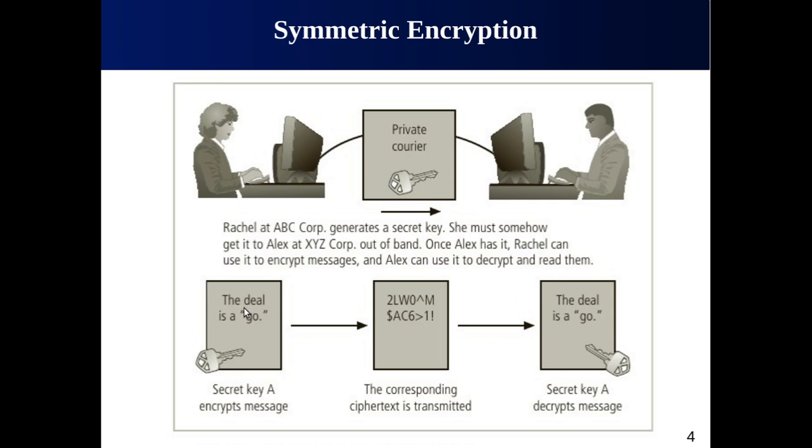For example, the message sent by Rachel is "the deal is a go." She must encrypt this message with the secret key. For example, the key is represented by A. So she will use the key to encrypt the message, or to convert it into ciphertext. And then on the receiver side, Alex will use the same key represented by A to derive the plain text from the ciphertext. So in this case, you can see we are using the same key, represented by A, for encryption and for decryption. And such type of encryption is known as symmetric encryption.